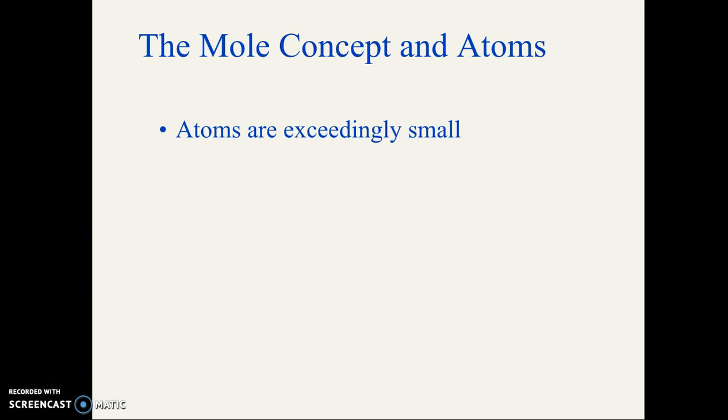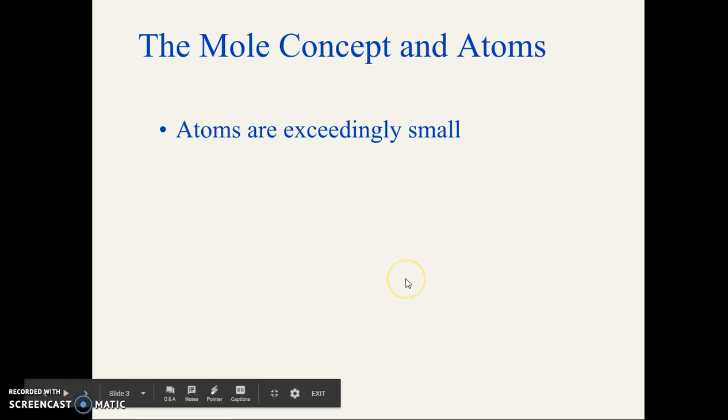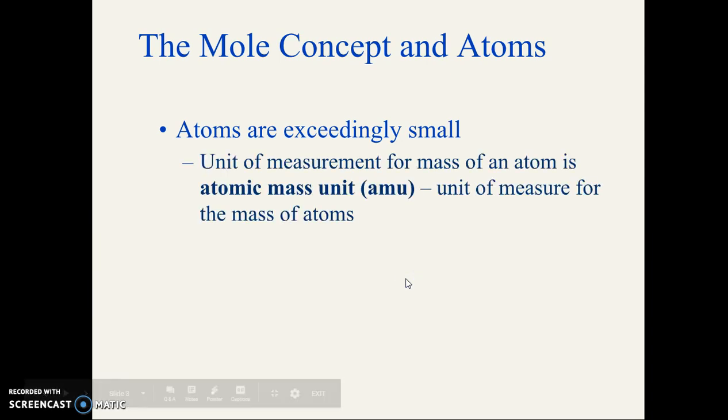Atoms are exceedingly small. I'm going to show you guys a video clip of atoms during class, and you'll kind of get a sense for how small they really are. But the unit of measurement for mass of an atom, like if we're going to take how much does one atom weigh, is the atomic mass unit. That's abbreviated AMU. This is what you're familiar with on the periodic table. This is what we call the mass that's reported on the periodic table, the unit of measure for the mass of atoms.